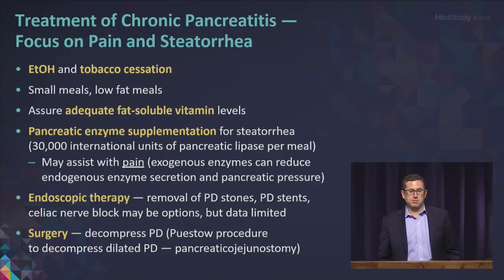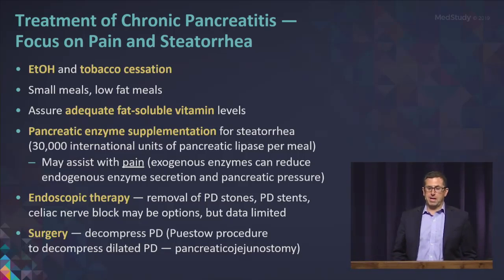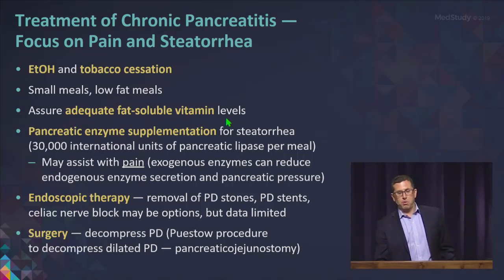Treatment, the main thing to do really, you really want to take away the inciting factors. So tell the patient to stop drinking. Smoking is terrible for chronic pancreatitis. You want to eat small meals that are low in fat. You want to assure adequate fat-soluble vitamin levels are present. And then really key is you want adequate pancreatic enzyme supplementation for the steatorrhea. So the key number here is 30,000 international units of pancreatic lipase per meal. So make sure you know that.